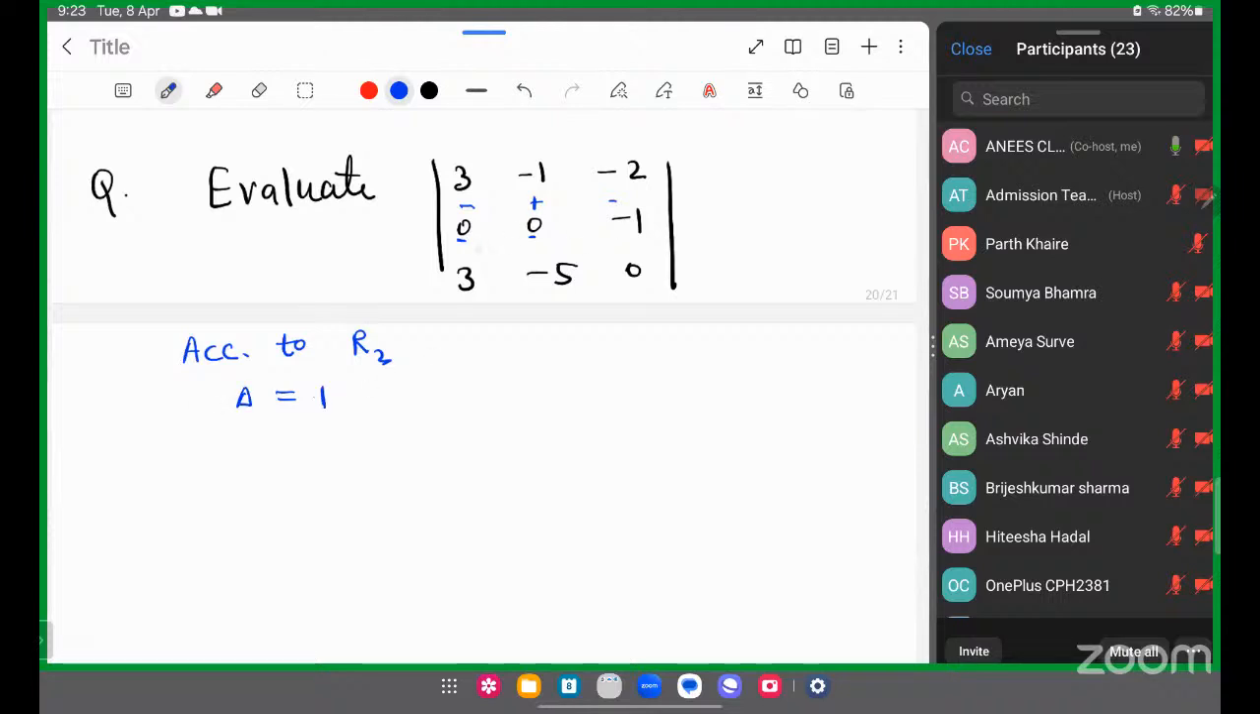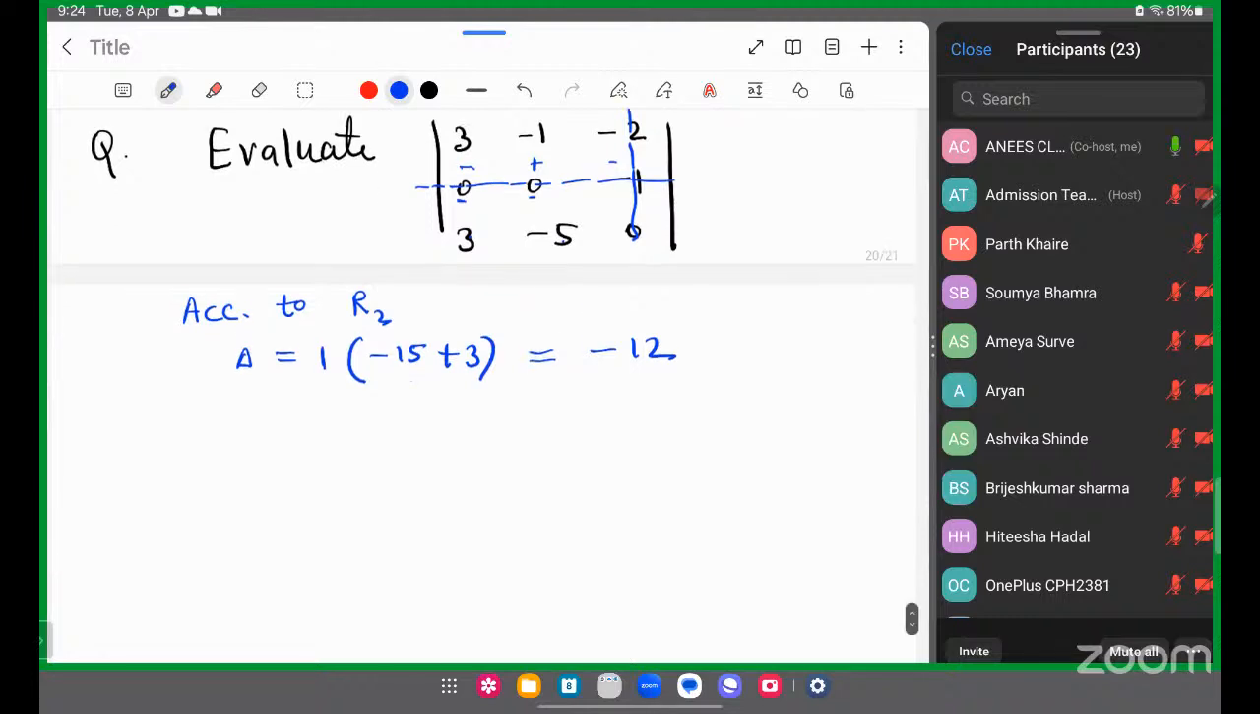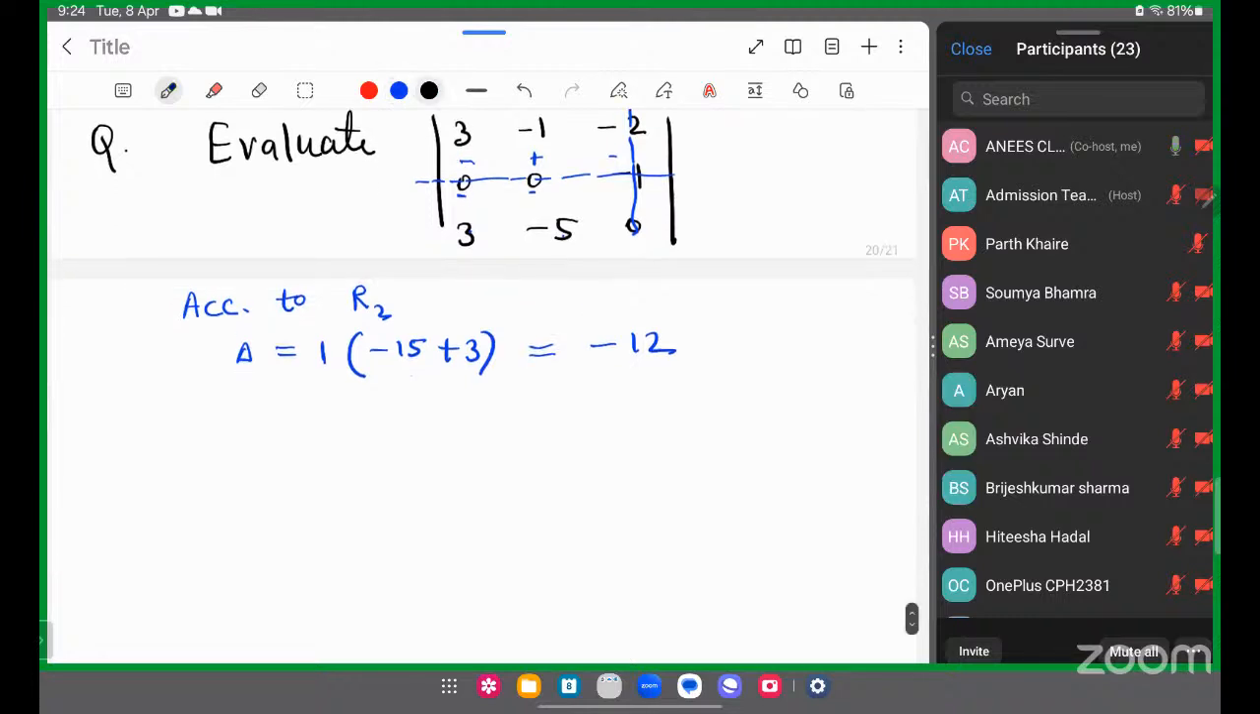And to simplify it, we have to delete the corresponding row and column. So 3 will be multiplied with minus 5, that is minus 15. And this 3 will be multiplied with minus 1, that will give minus 3 with minus sign already will be plus 3. So determinant in this case will be minus 12. Are you getting it? Yes, sir.